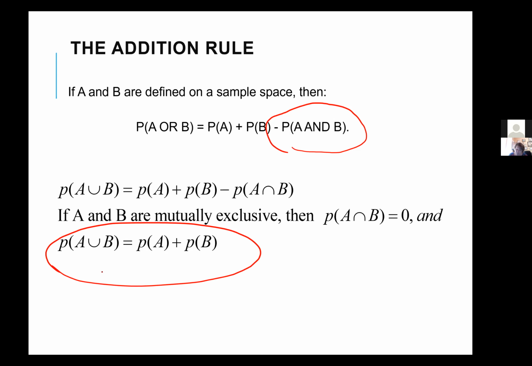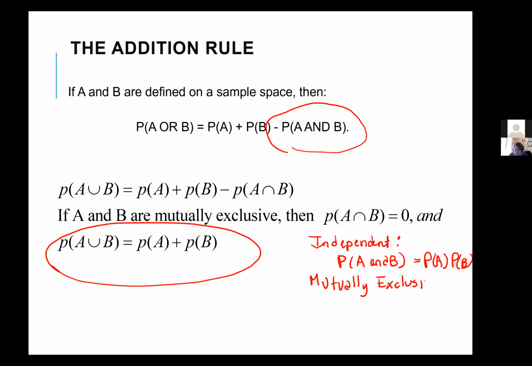So if we have independent events, the probability of A and B occurring is the probability of A times the probability of B. If we have mutually exclusive events, they can't occur at the same time, then the probability of A or B is the sum of the two probabilities.